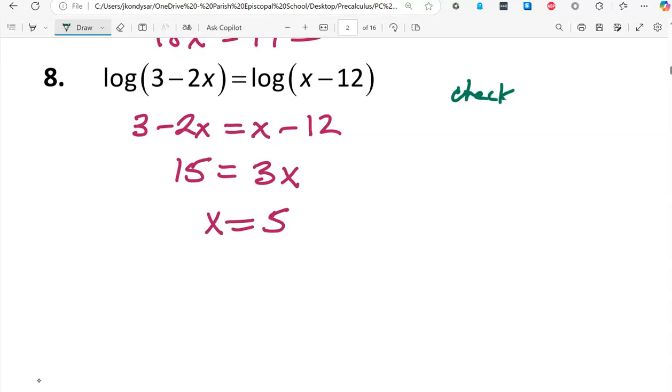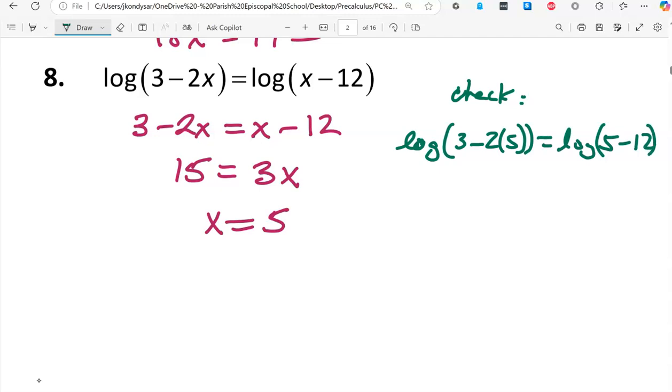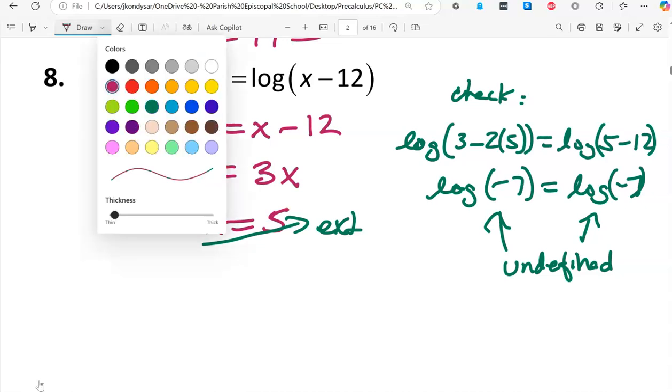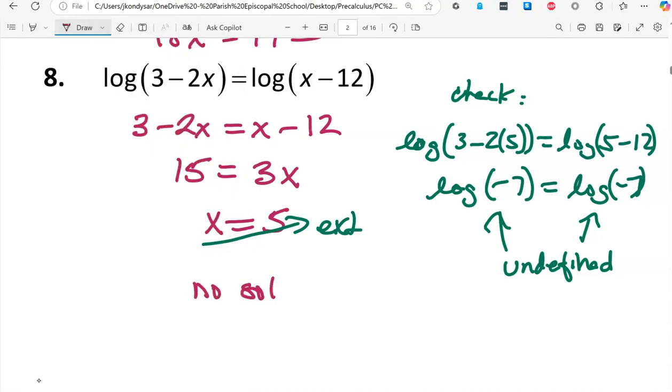So let's do a check on this one. If we check, we get log of 3 minus 2 times 5 equal to log of 5 minus 12, and that would give us log of negative 7 equals log of negative 7. Each of these expressions here is not defined, so that means that this is an extraneous solution, and so in fact there is no solution.